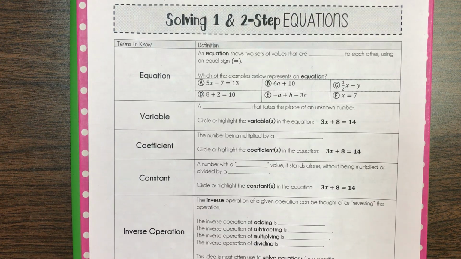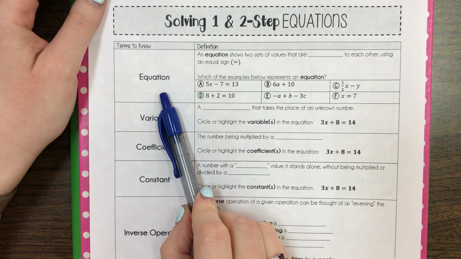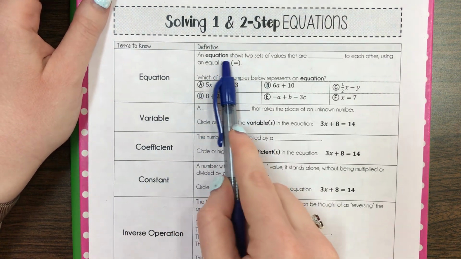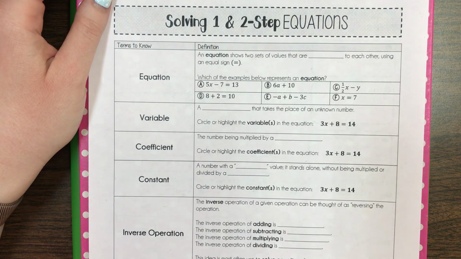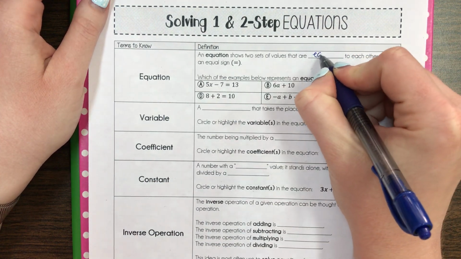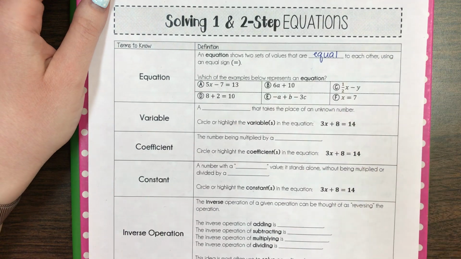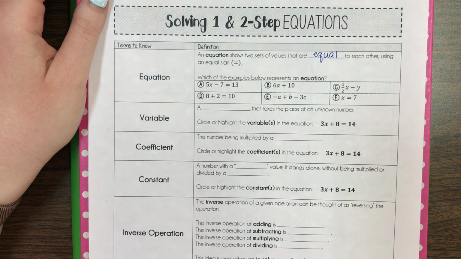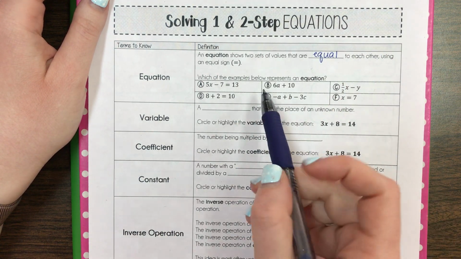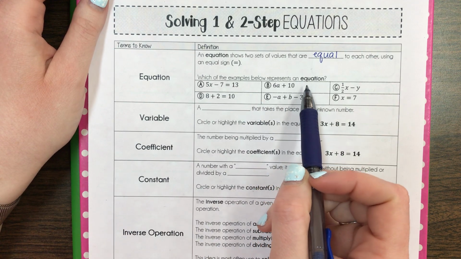Today we're going to review solving one-step equations, and before we do that, we're going to have some vocab words. So the first one here is an equation. An equation shows two sets of values that are equal to each other. So this is by using an equal sign. Which of the examples below represent an equation?